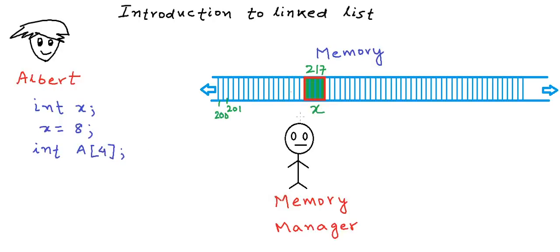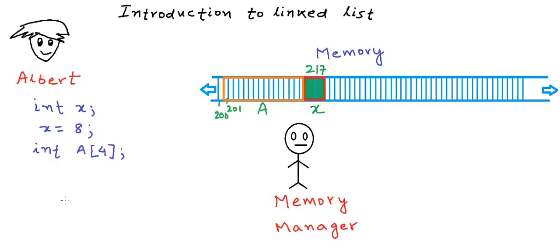Now an array is always stored in memory as one contiguous block of memory. So the memory manager is like, okay, I need to look for a block of memory of 16 bytes for this variable, this array A. So the memory manager allocates this block, starting at address 201 and ending at address 216, for this variable A, which is an array of 4 integers.